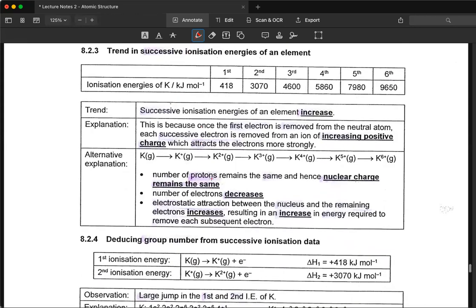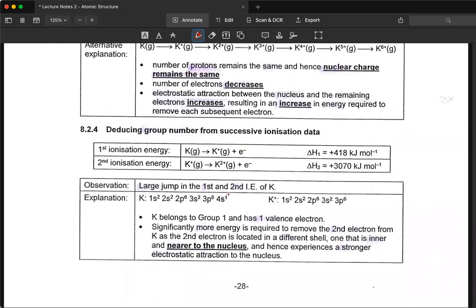Another explanation is that as the electrons are removed successively, the number of protons remains the same. So nuclear charge remains the same, but the number of electrons decreases. So the electrostatic attraction between the nucleus and the remaining electrons will increase, which results in more energy required to remove every subsequent electron.